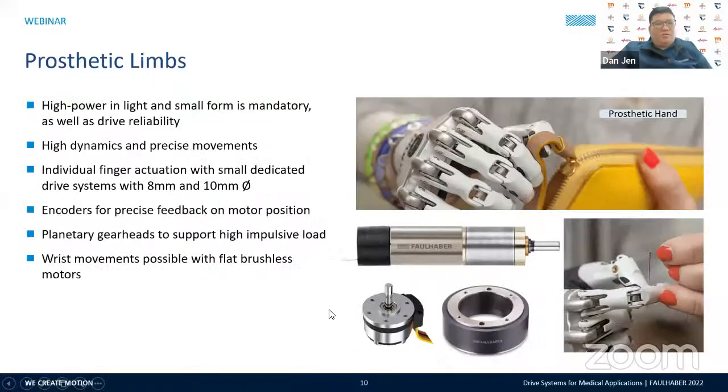Okay, next, moving on to prosthetic limbs. Usually for this kind of application, high power and light weight in a small form is mandatory. And with that, the requirement will even extend to high dynamics and precise movements. So in this case, we use encoders with precise feedback on motor position.